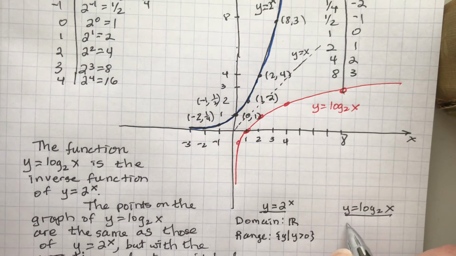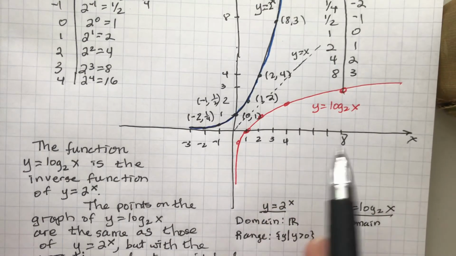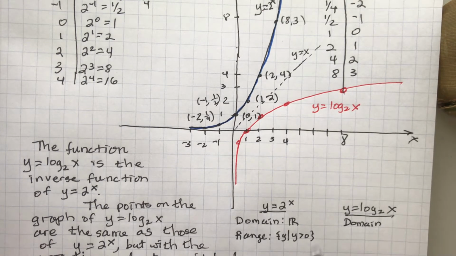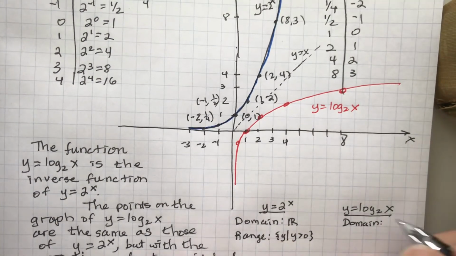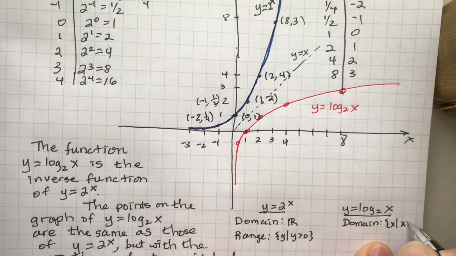So the domain. When I'm using x and y, domain corresponds to x, and I get R. Range corresponds with y, and I get y greater than 0. Then when you switch x and y, which is what you do when you have an inverse function, you're going to swap these domains and range. So this domain then becomes all x greater than 0.